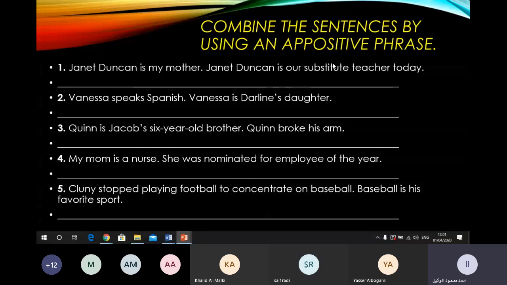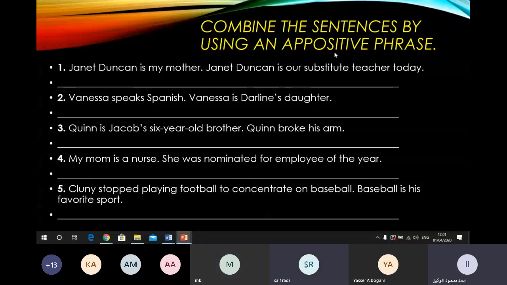Okay, what is the main noun here, guys? Teacher, I have one. Janet Duncan, our substitute teacher today, is my mother. Thank you very much. So here, guys, we have the name Janet Duncan, right? That's her name. The first clause, Janet Duncan is my mother, is an independent clause, a full clause. We need to use here an appositive phrase, and we said that the appositive phrase must consist of two nouns.